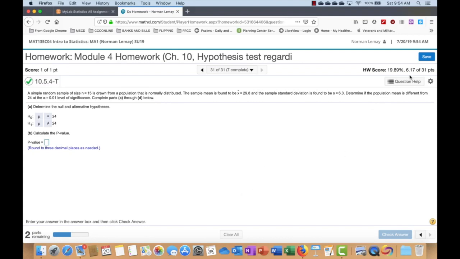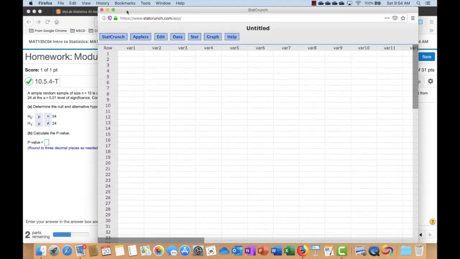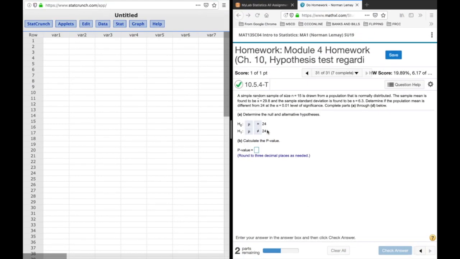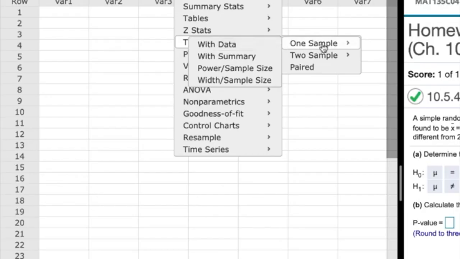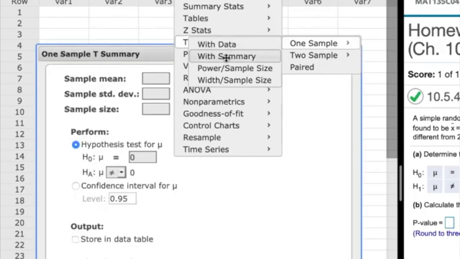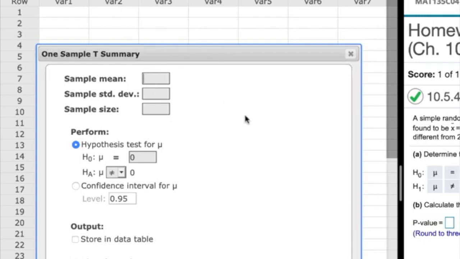So again, this is where we'll come over here, fire up our StatCrunch, and let StatCrunch do all the gory work for us. So I'm going to parallel my windows. All right, so now we'll just come over here to Stat, T Stats, and One Sample. In this case, we'll do With Summary. So now we have a sample mean. Notice here we're given a sample mean of 29.8. We have a sample standard deviation of 6.3. And our sample size, we are told, is 15.